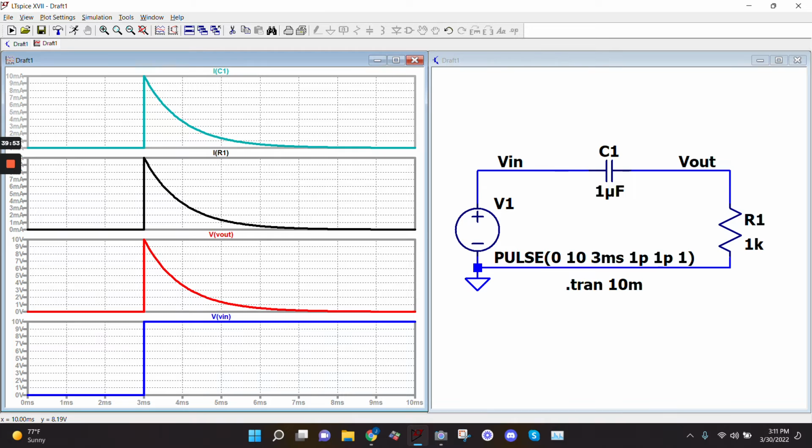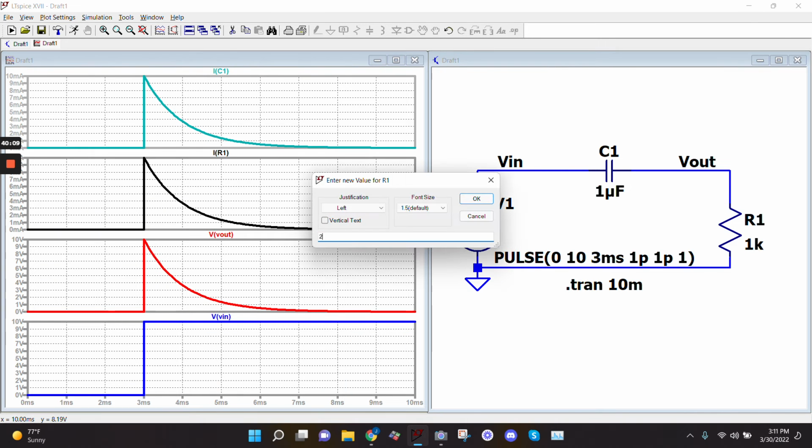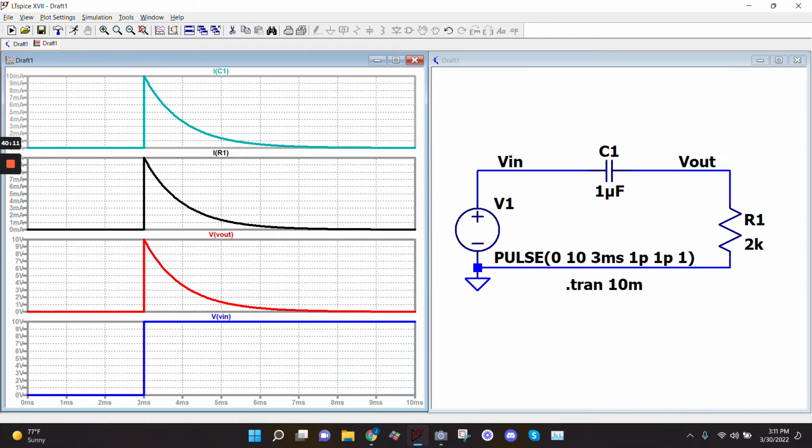I could be wrong on this one, but if you change the resistance to 2K, would that drop the current across that to 5 amps, right? Yeah. And then would that change the current that's going through the capacitor? Yeah, that would change everything. So that's what this is going to change: now the tau is going to be longer. It's 2 milliseconds instead of 1 millisecond. Oh, right, yeah. And it's going to go down to 5 milliamps.